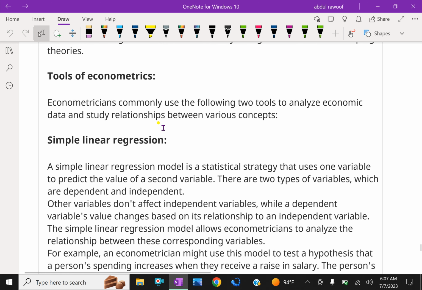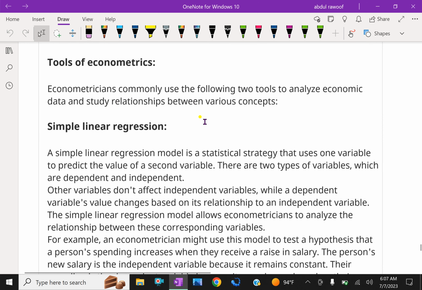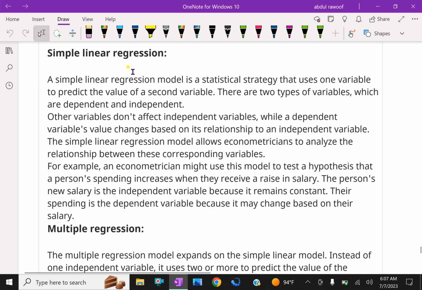Tools of econometrics. Econometricians commonly use the following two tools to analyze economic data and study relationships between various concepts. First one, simple linear regression. A simple linear regression model is a statistical strategy that uses one variable to predict the value of a second variable. That means we have to connect the relationship between two variables.